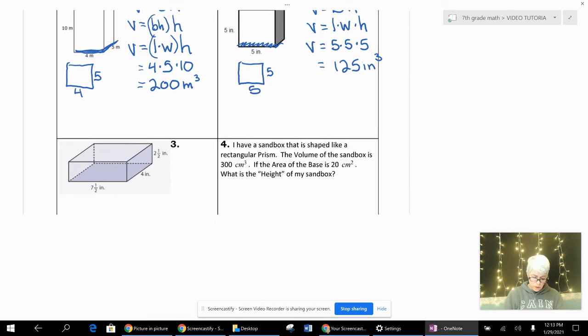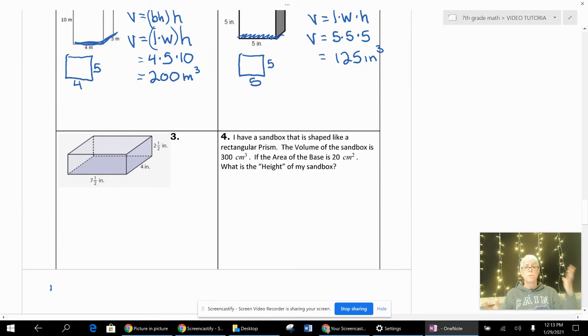Let's look at the next one. Again, this one's a little bit trickier because we have some fractions, but they're kind of easy fractions to convert. And since we have to multiply, I'm going to go ahead and convert them to decimals because that's going to make this a lot easier. So the 7.5 would be what? That's correct, 7.5. And the 2.5, we're going to make it 2.5.